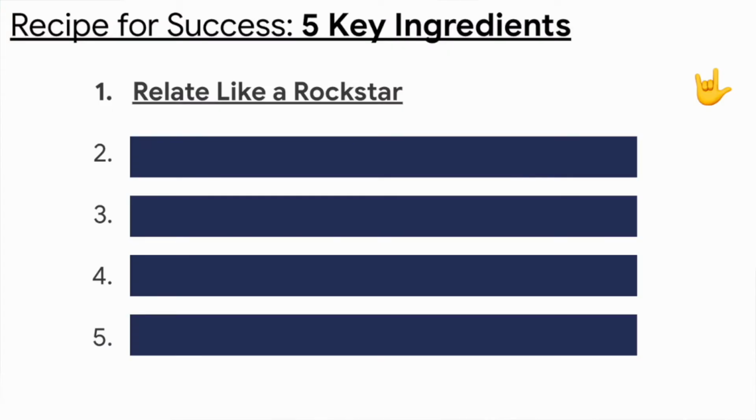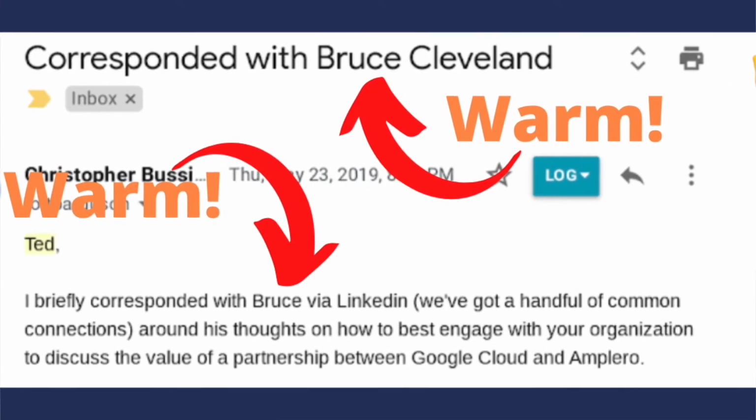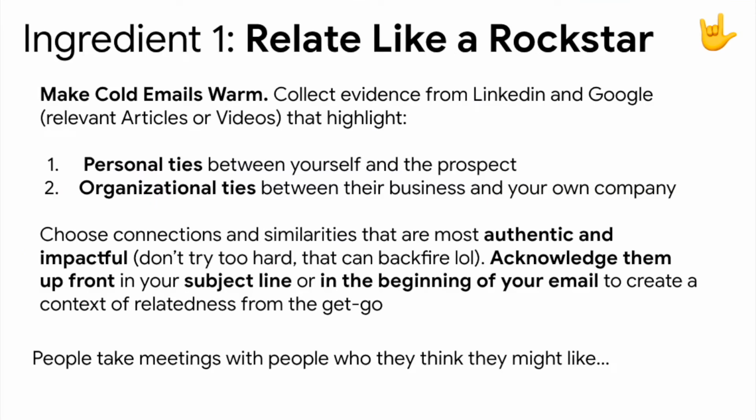The first principle is to relate like a rock star. In your subject line and in the beginning of your emails, call out personal ties between yourself and the person you're reaching out to, or organizational ties and commonalities between your organization and your company, and say the values of the company you're reaching out to. Make it feel warm, as if you guys have a shared common context. And even if you create it artificially, the effort pays off.